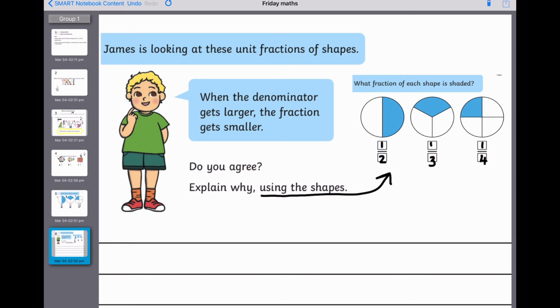Hands up who thinks James is correct and you agree with him. Okay, hands down. Who disagrees? Interesting. Let's look at the shapes. We've got half over here, which has the smallest denominator but the biggest fraction. And we have a quarter at the end, which has the biggest denominator but the smallest fraction. So I agree with James.